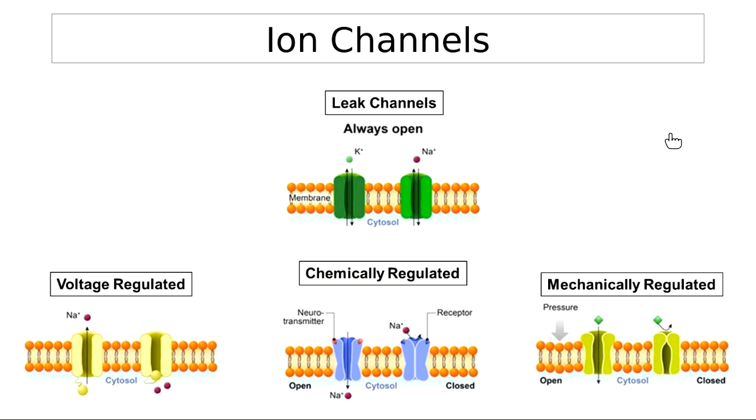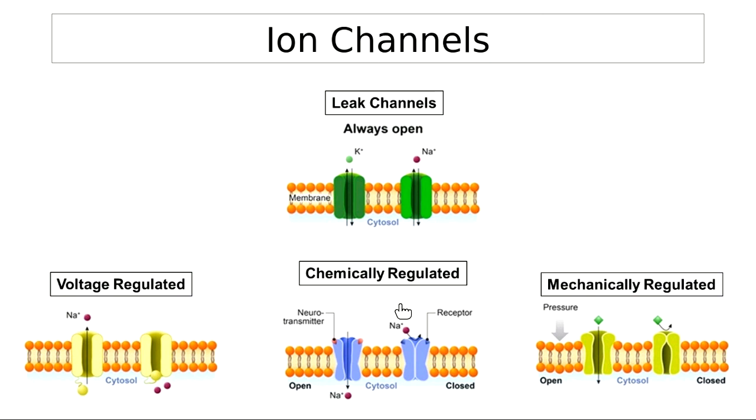Let's look at 3 classes of channels. I've got them down here in the bottom. Number 1 is the chemically regulated channels. They occur on the postsynaptic membranes. They open or close when they bind to specific receptor proteins such as acetylcholine, most abundant on dendrites and cell bodies of neurons.